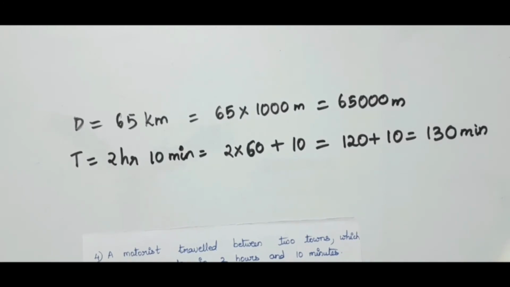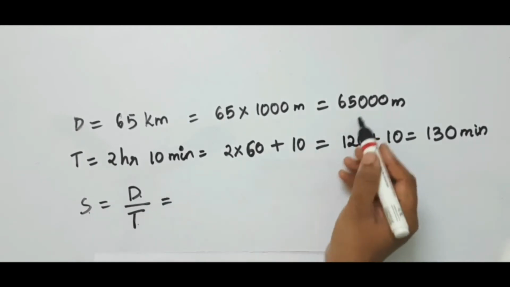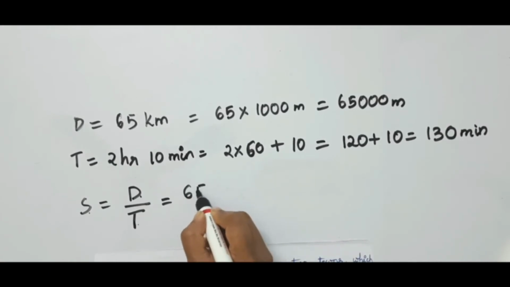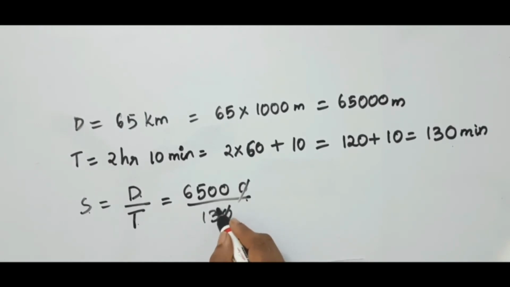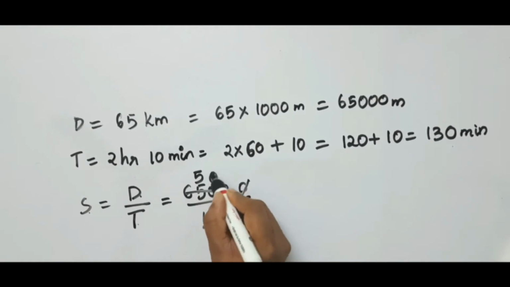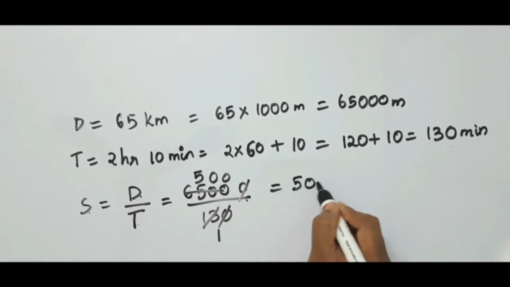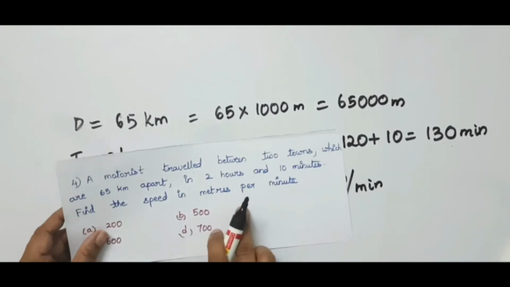Now we need to calculate the speed. Speed is equal to distance by time. S is speed, here it is distance by time. What is the distance we got in meters? 65,000 by time is 130. 0, 0 cancels. This is nothing but 13 ones, and here it is 5. 65, is it not? 13 into 5 is nothing but 65. So 500. So we got 500 meter per minute, which he asked in the question to find the speed in meter per minute.